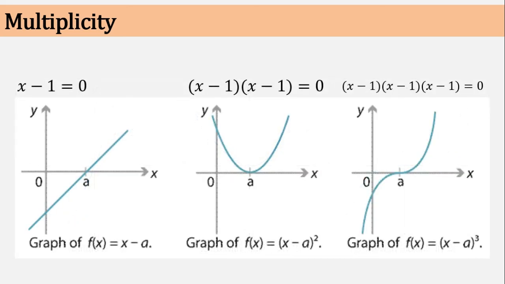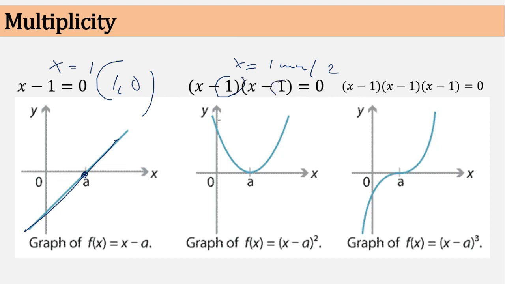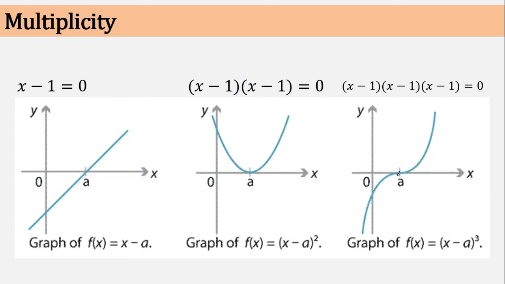Here's another example. X minus 1 is equal to 0. So let a be 1. So the value of x here is equal to 1. So that is 1, 0, the x-coordinate. It just passes through there. And this x is equal to 1, multiplicity of 2, because there are 2. Then it bounces back. It touches the x-axis. Then this one crosses the x-axis, but it flattens before we reach the zeros, and flattens again before it leaves the zeros.